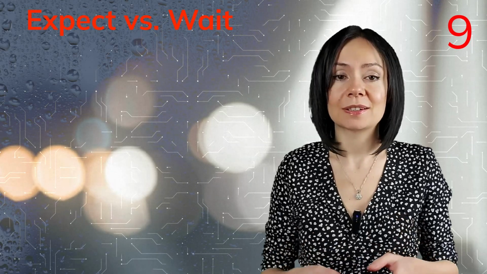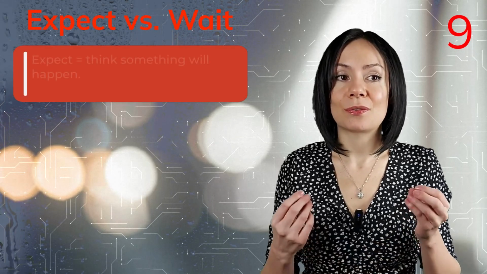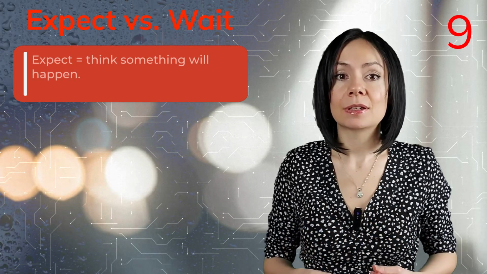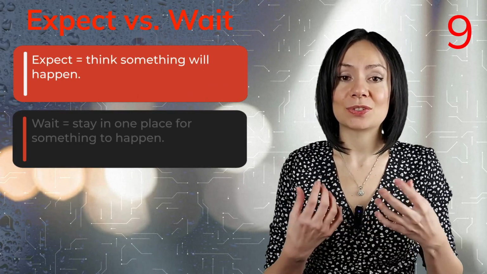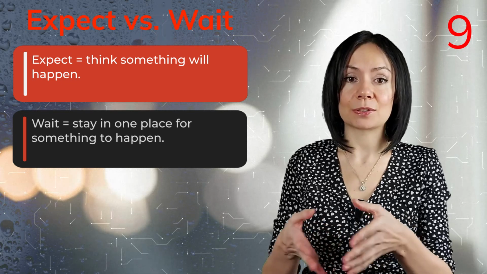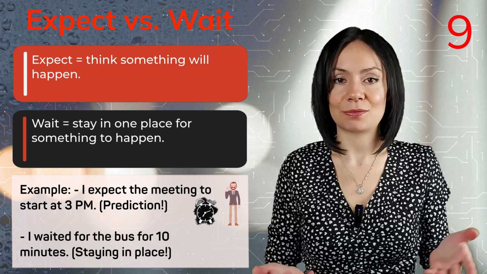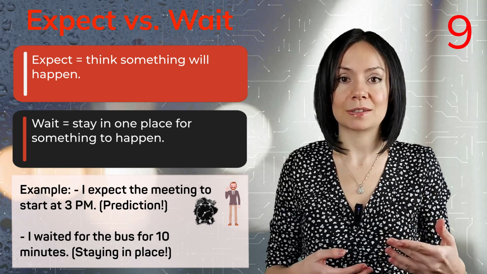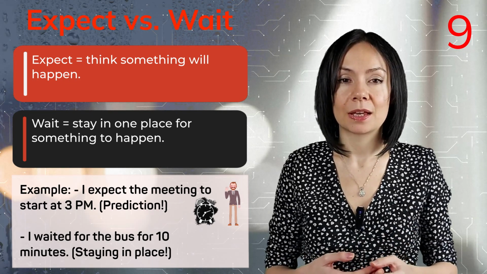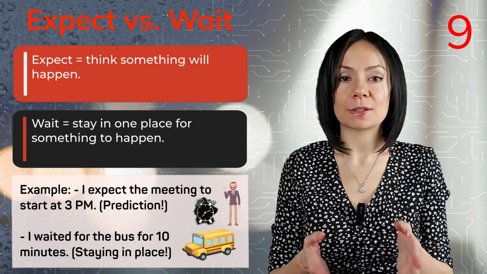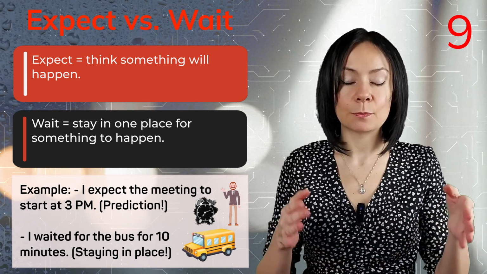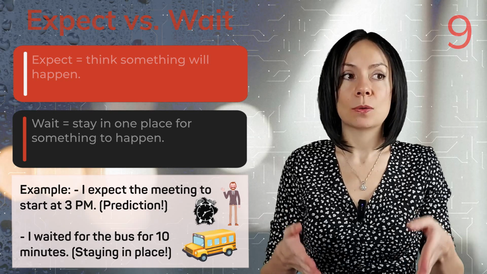Verb pair 9, to expect versus to wait. To expect means to think something will happen, and to wait means to stay in one place for something to happen. For example, I expect the meeting to start at 3 p.m. So I predict that it will start at 3 p.m. I waited for the bus for 10 minutes. That means I stayed in one place for 10 minutes waiting for the bus. Pretty easy, I think, isn't it?